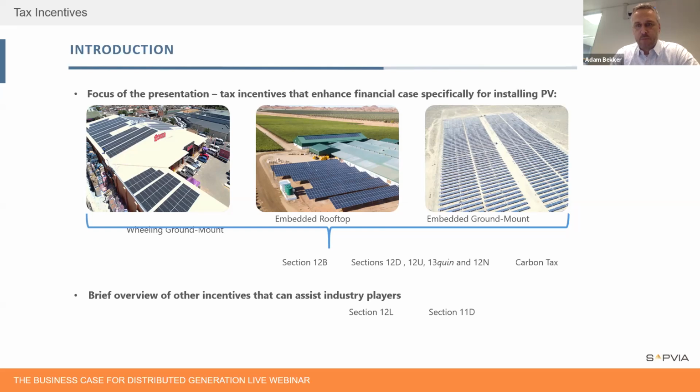But really, the two main ones that I want to talk about today are 12B, the accelerated depreciation allowance, and then carbon tax. It might sound a little counterintuitive, but obviously the carbon tax is a stick, and it encourages business to move away from fossil fuels towards renewables. I'll make brief mention of a couple of other provisions which relate predominantly to utility scale projects where you're wheeling power, and then to one or two incidental tax benefits which might be of interest. Can we move to the next slide?